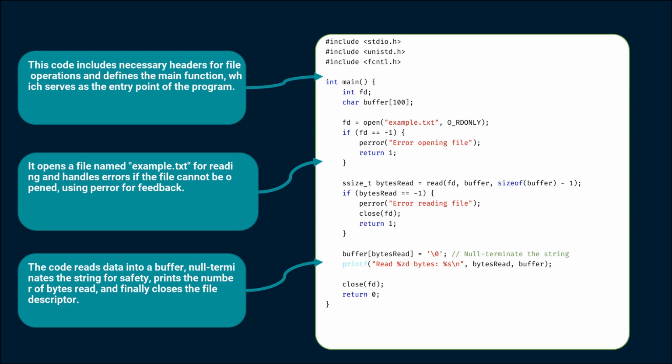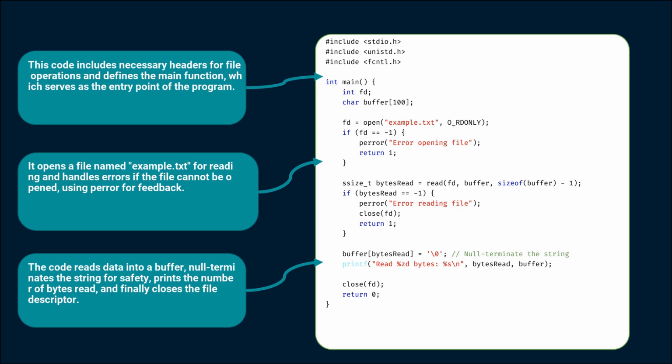Next, we use the open system call to attempt to open example.txt in read-only mode. If the file fails to open, the program calls perror to output the corresponding error message and returns a non-zero value, signaling an error. If successful, the program proceeds to read data from the file into the buffer using the read system call, specifying the number of bytes to read. Again, we check for potential read errors, handling them gracefully by closing the file descriptor and returning an error status.